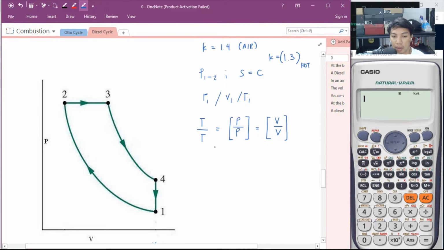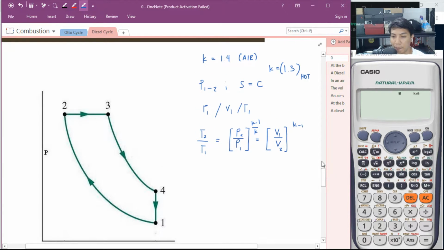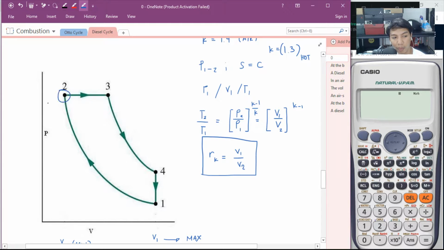Now, you are asked to find yung 2. Lagay mo yan. Notation yan eh. K minus 1 over K raised to K minus 1. Kaya lang laging inverse yung volume. Laging maximum divided by minimum. So, 1 over 2. Okay. Sir, natatandaan natin sa Otto cycle, di ba ang V1 over V2 is the rk? The compression ratio. Di nakuha natin si compression ratio na rk. Meron ka ng formula for rk. Now, you are ought to find yung values ng T2 and P2.